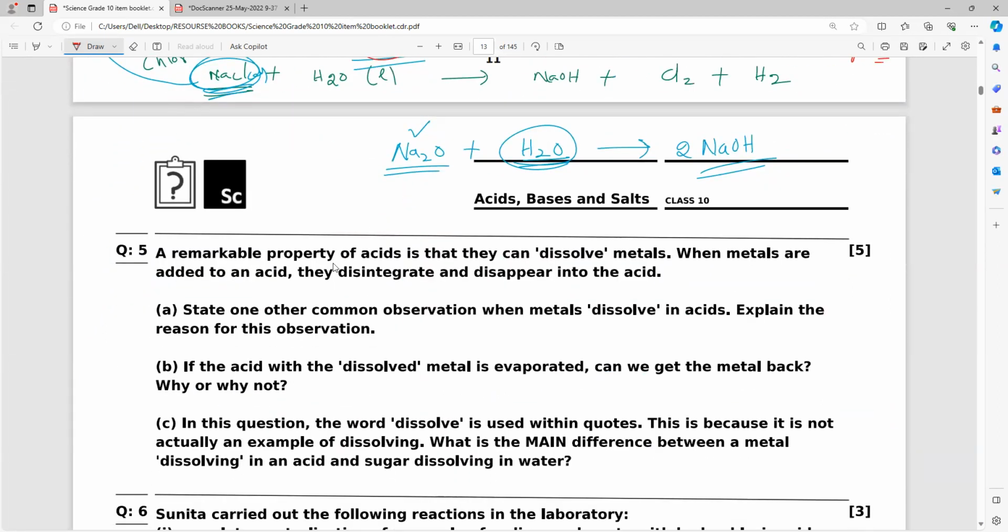Next question number 5. Complete question number 4, everybody. Question number 5. A remarkable property of acids is that they can dissolve metals. When metals are added to an acid, they disintegrate and disappear into the acid. State one other common observation when metals dissolve in acids. Explain the reason for the observation. Anybody?